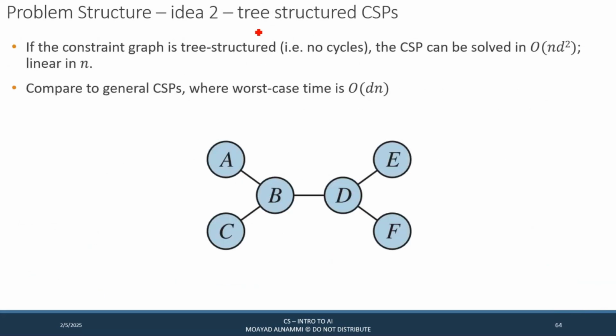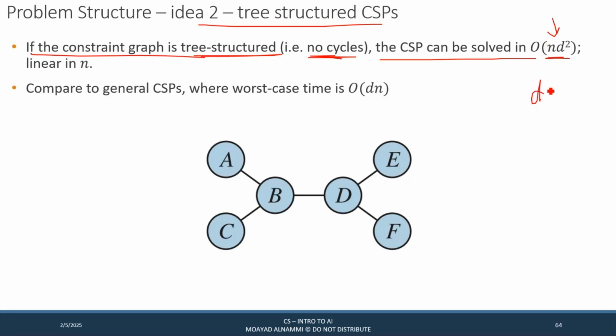The second idea is something called tree structured CSPs. If the constraint graph is tree structured, meaning it contains no cycles, then the CSP can be solved in O(n d squared) time, right? This is very attractive. That means I went down from d to the power of n, exponential, down to just O(n d squared), right?